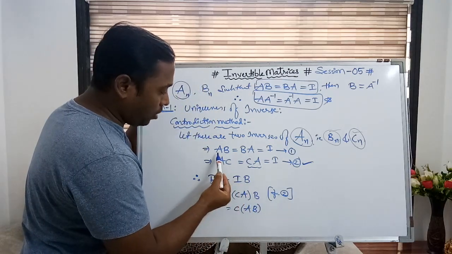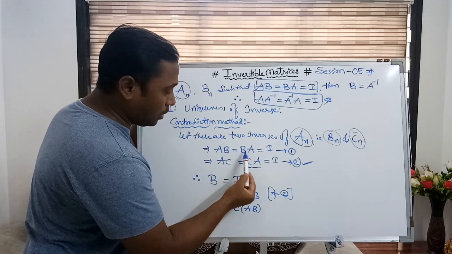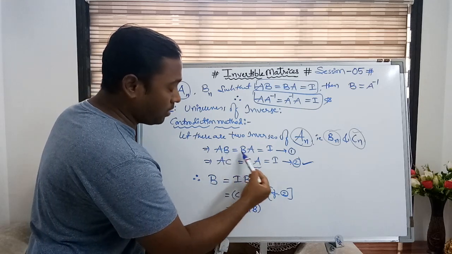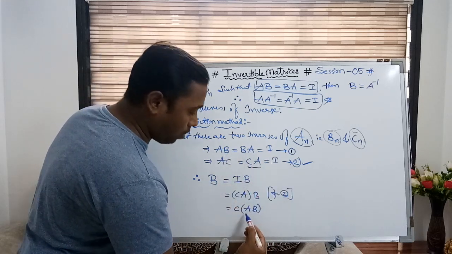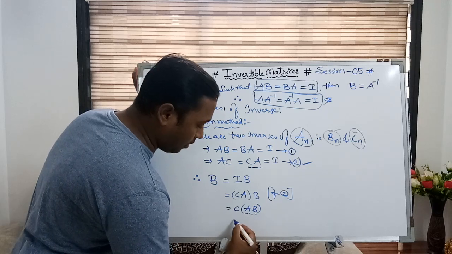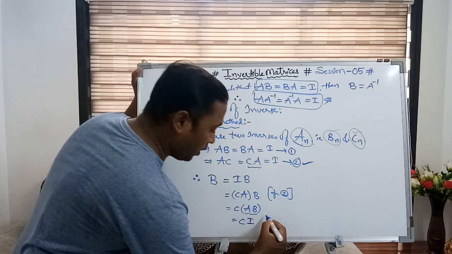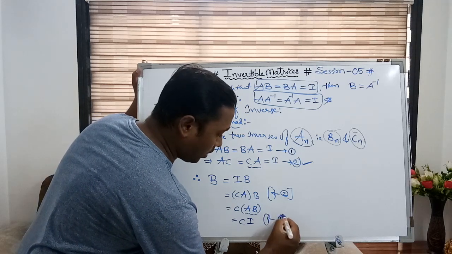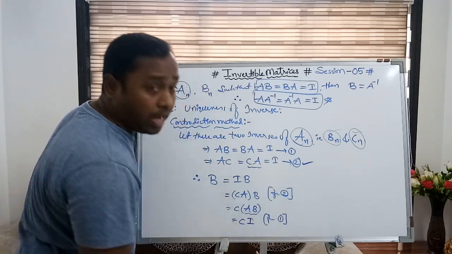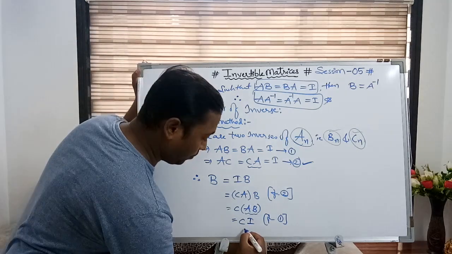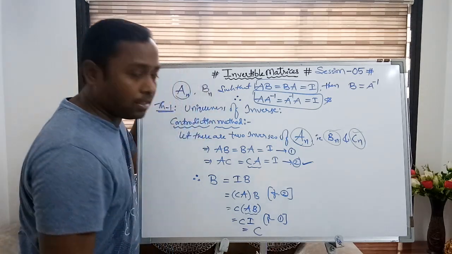And as the first equation speaks, AB is equal to BA is equal to I. So I can replace this AB with I. So ultimately it gives C into I. This is taken from result number 1. So C into I will give C only. So finally the answer is C.